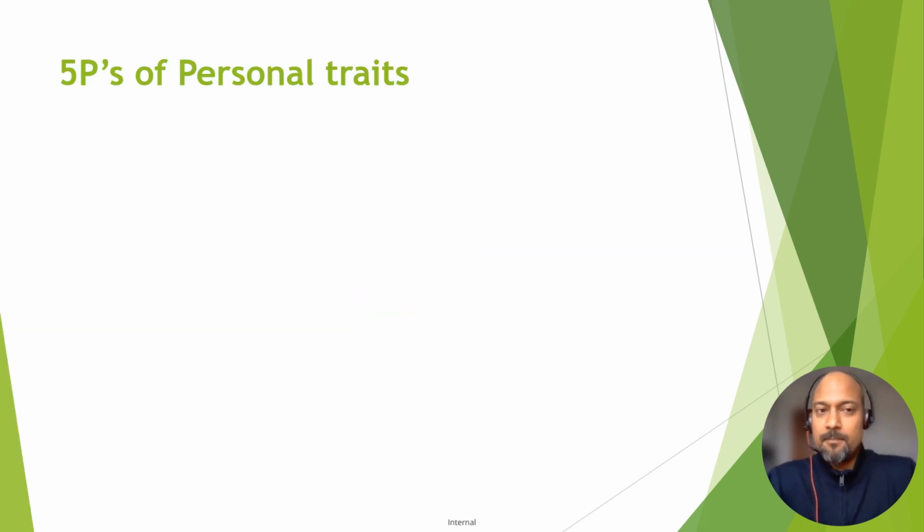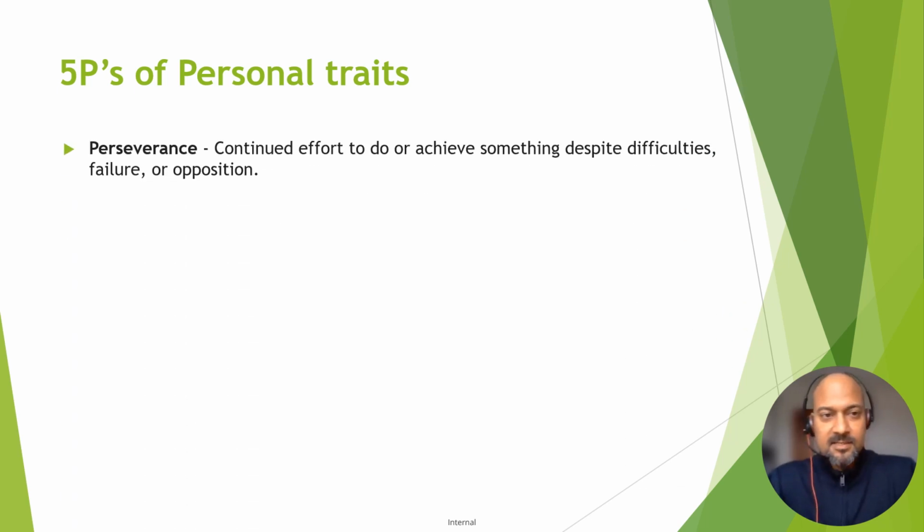So, the 5 P's of personal traits you should have. The first one is perseverance: continued efforts to do or achieve something despite difficulties, failure, or opposition. During my preparation, I also faced so many difficulties. It could be a time crunch, it could be unavoidable circumstances, but still I kept continuing with the learning step. That's very important. You should have this perseverance.